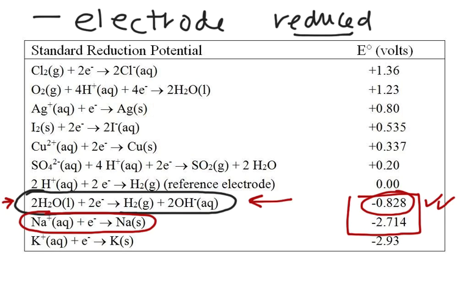And this also makes sense because we know that sodium actually reacts with water. So there's no way that we're going to make some solid sodium metal underwater, because it would react with the water anyway. So hydrogen gas and hydroxide ions, we would expect to see those two products at the negative electrode.